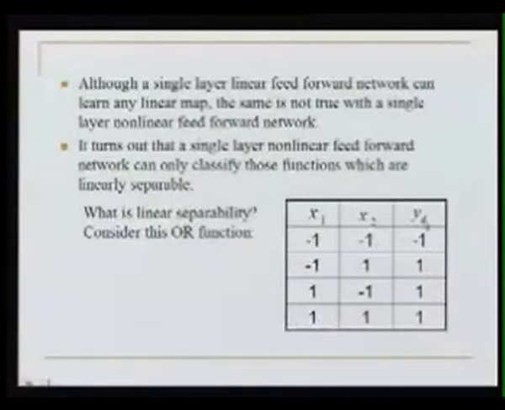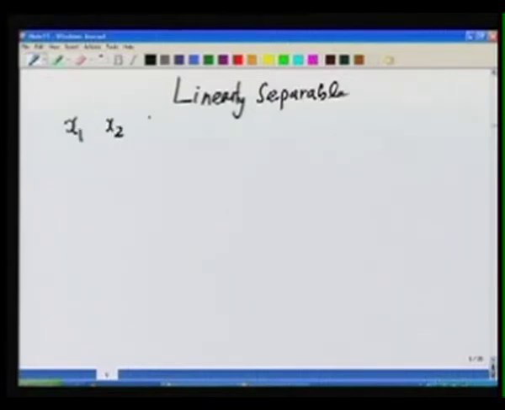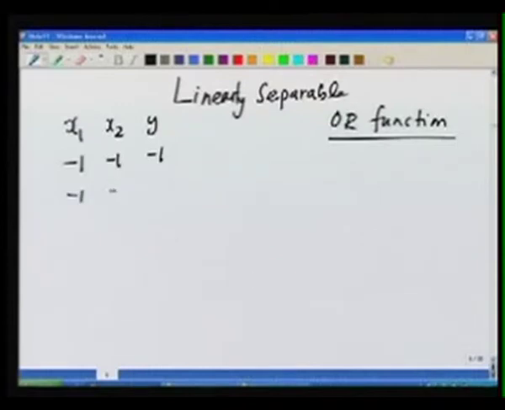So, what is this linear separability? Now, let us consider a simple static function. All of you know an OR function. An OR gate has two inputs x1 and x2, and the output is y d. So, this is the truth table. If the input is -1, -1, the output is -1, and in all other cases the output is +1. That is an OR network. Given a specific input pattern, the output is either -1 or +1.